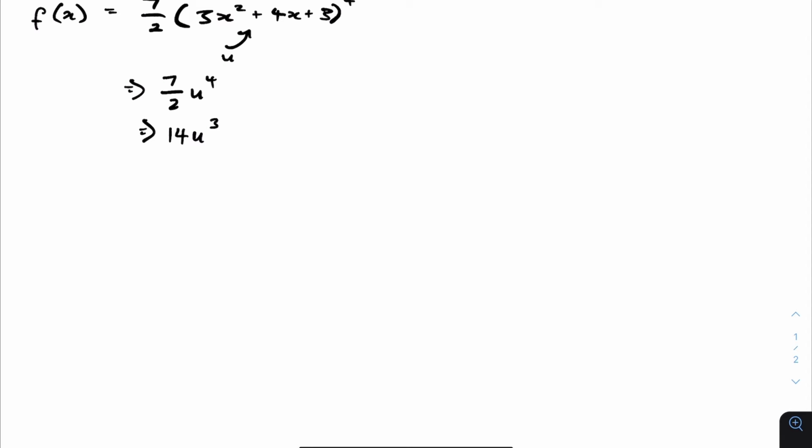But we don't stop there, we also have to differentiate this function. So 3x squared plus 4x plus 3. We can use the same rules with the power rule, so that would become 3 times 2, which is just 6x, and then the squared becomes 1, because 2 minus 1 is just 1. Plus, and then it becomes 4, because using the power rule, this can be simplified to 4. And then, of course, the constant doesn't have anything. So it's just 6x plus 4. So now, we would multiply that by the 14u cubed. So that becomes 14u cubed times (6x plus 4). And make sure you multiply everything by that.